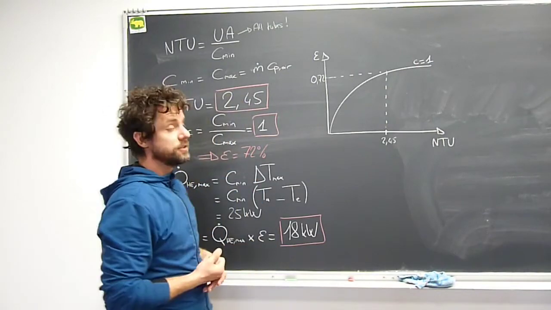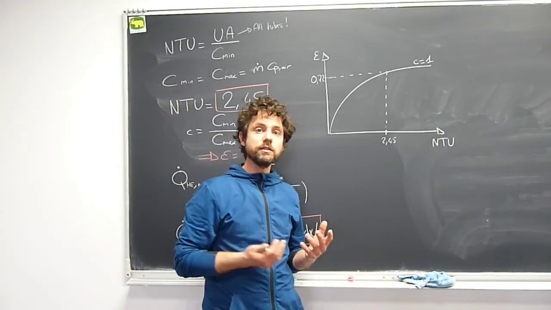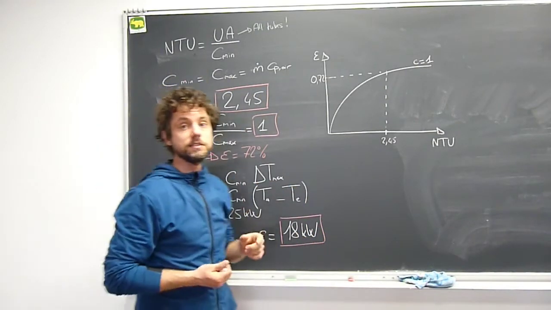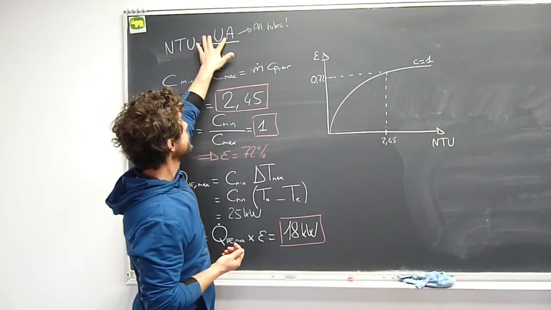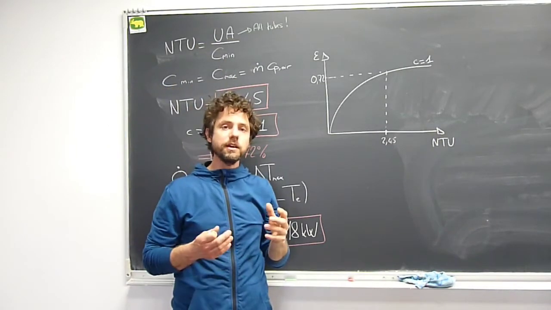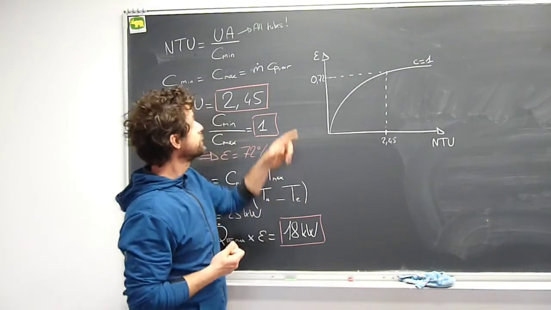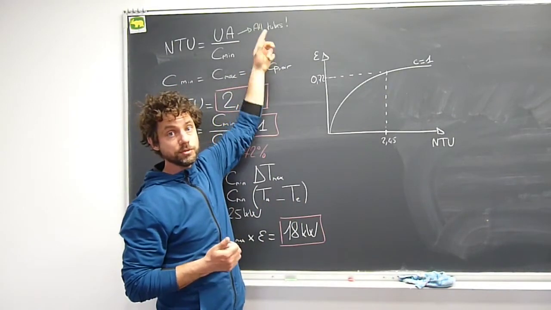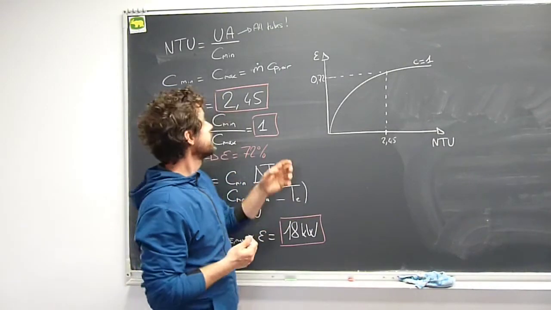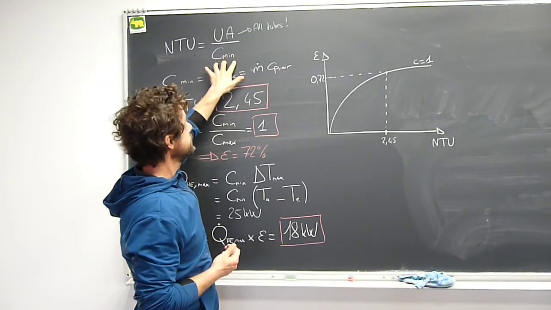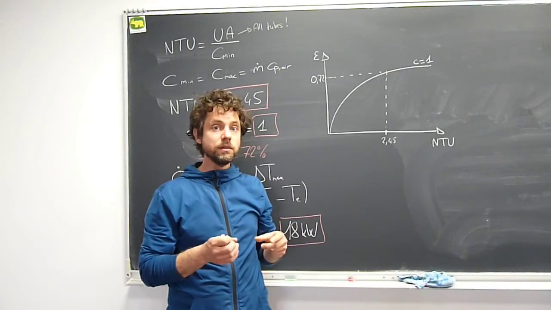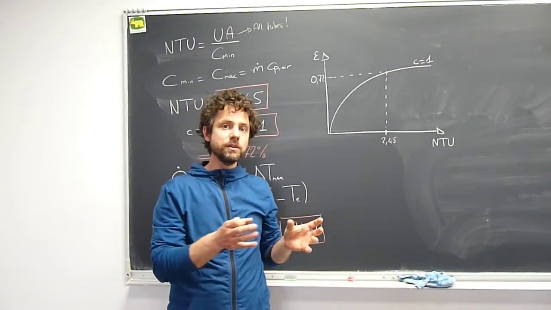So first thing we need to do is to calculate the number of thermal units. This number of thermal units is defined as the ratio of UA, so the overall heat transfer coefficient and the heat transfer area that we have between the fluids. Of course, we need to take into account all tubes because all of them are exchanging heat between both fluids. And this has to be divided by C min, so the minimum heat capacity rate, or the heat capacity rate of the limiting fluid.